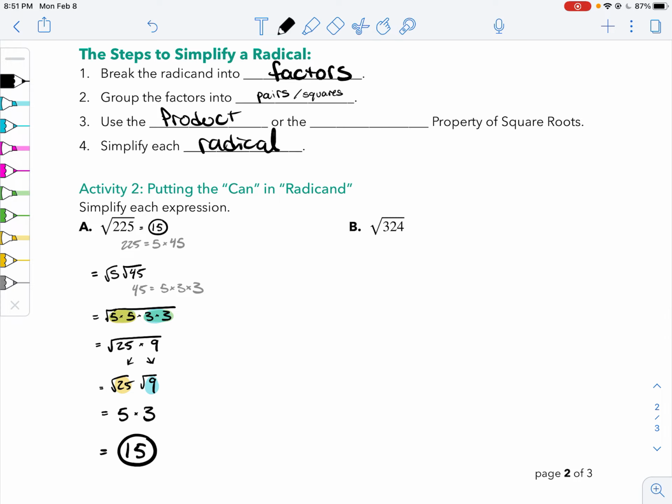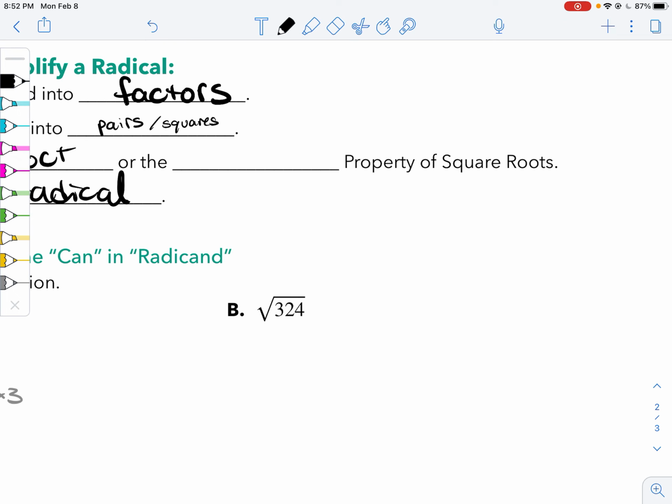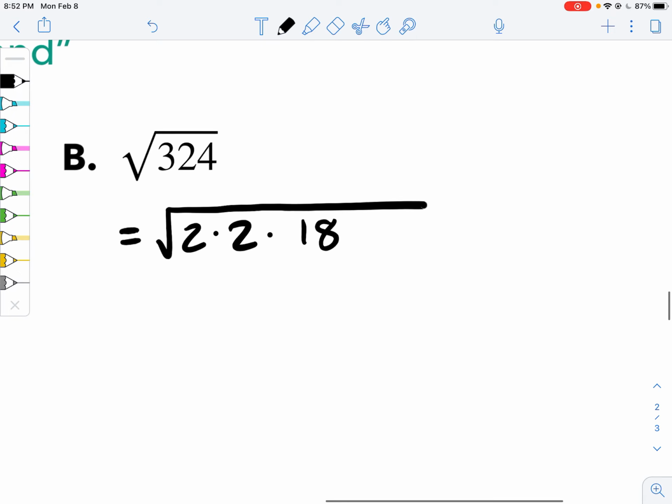We're going to break 324 up into its factors. I see that 324 is divisible by 2. It's also divisible by 4. So we have 2 times 2 times 81. 324 is 4 times 81, 2 times 2 times 81. I need to break up 81 even more, giving me 1, 2, 3, 4 threes.